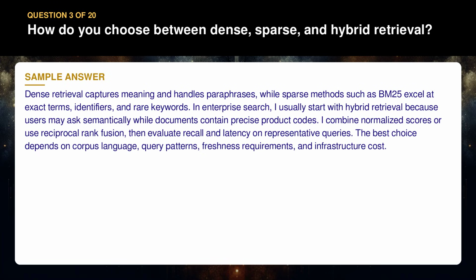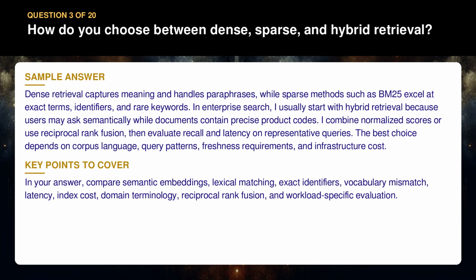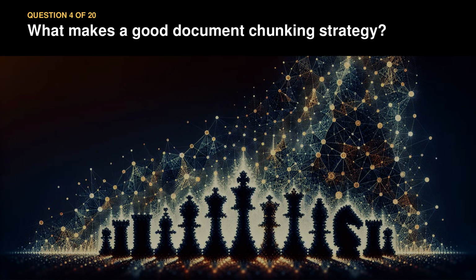The best choice depends on corpus language, query patterns, freshness requirements, and infrastructure cost. In your answer, compare semantic embeddings, lexical matching, exact identifiers, vocabulary mismatch, latency, index cost, domain terminology, reciprocal rank fusion, and workload-specific evaluation.